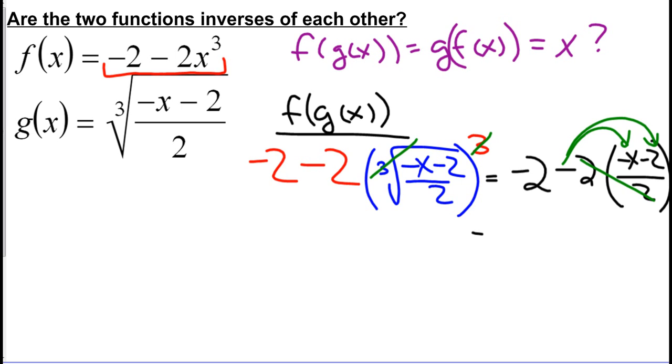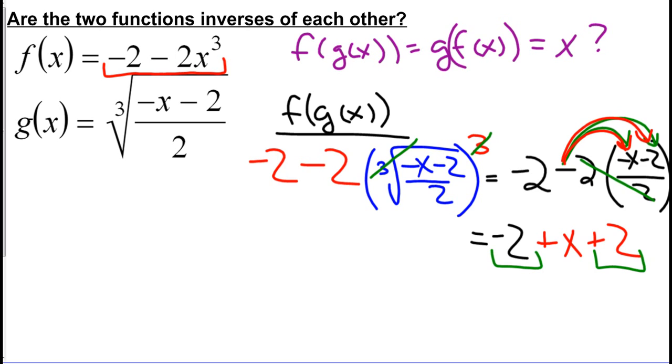So this is going to be a -2, and when I distribute that, -1 times -x gives me a positive x, -1 times -2 gives me a positive 2, and then you'll notice the -2 and the positive 2 cancel each other out when we're combining like terms. We are left with just an x there. Okay, so my f of g of x reduces down to an x.